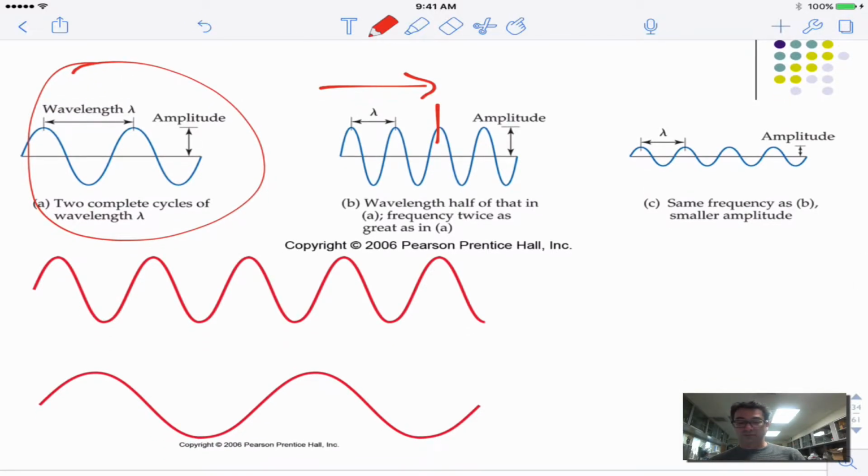Now this is showing you over here an amplitude that is lower. And what the amplitude really corresponds to with the light is the brightness. So this would be dim light over here, and this would be brighter light over here.